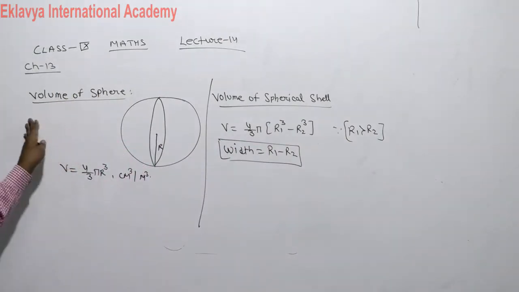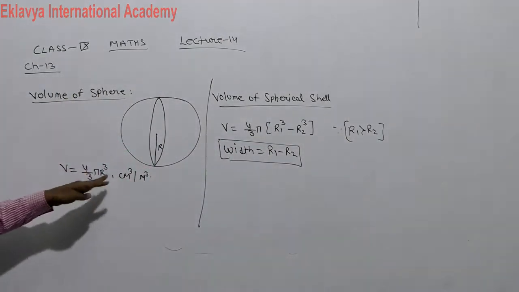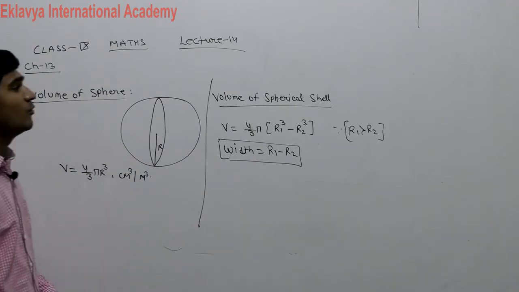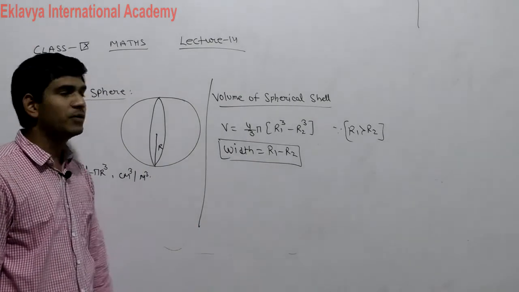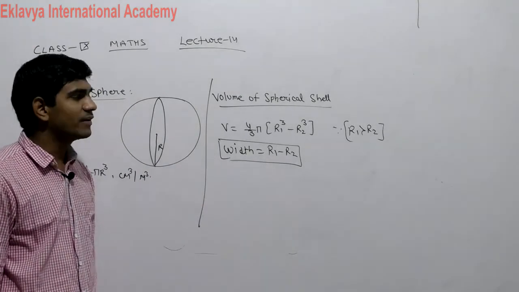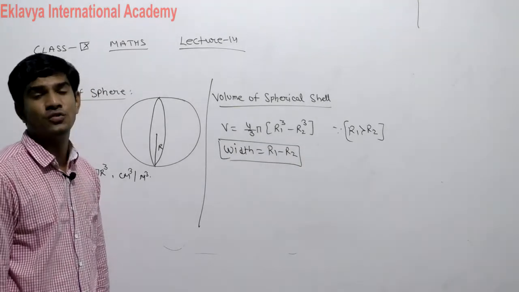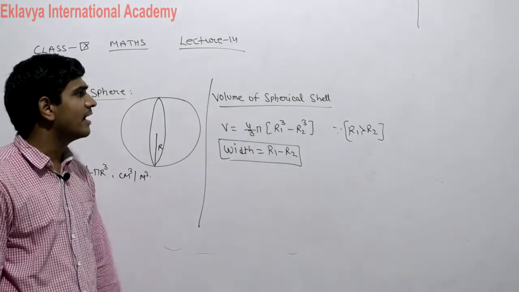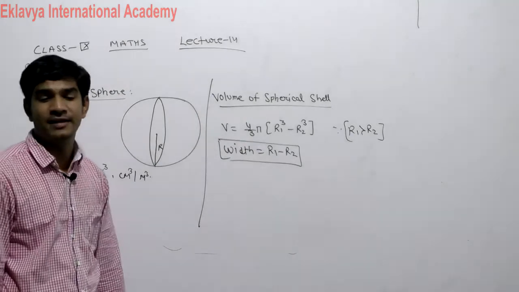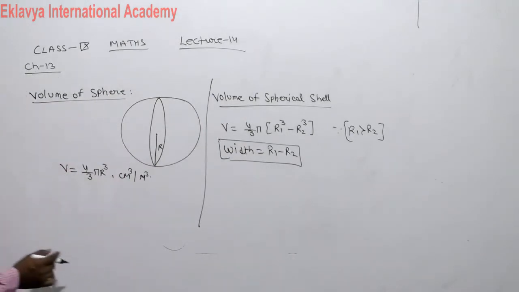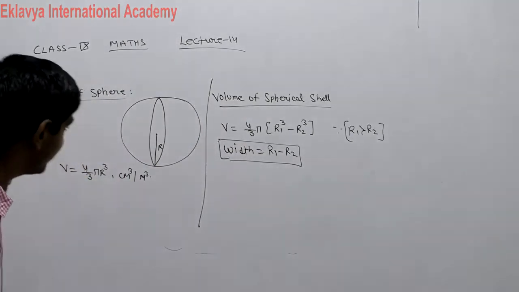Okay, so the volume of a sphere is 4 upon 3 pi r cube. What is the volume of the spherical shell? 4 upon 3 pi, r1 cube minus r2 cube, which will give us the volume of the spherical shell. After that, we will discuss questions based on that.